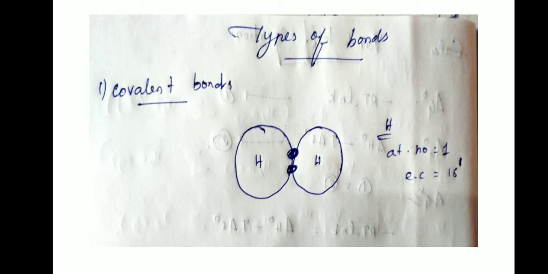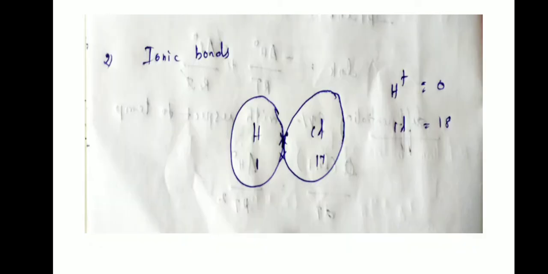First one, covalent bond. What is a covalent bond? The mutual sharing of one or more pairs of electrons between two combining atoms, resulting in the formation of a bond, is called a covalent bond. Hydrogen has atomic number 1, electron configuration 1s1. Two hydrogen atoms mutually share one electron each. Therefore each hydrogen has a total of 2 electrons, giving a stable electronic configuration, and forming a covalent bond.